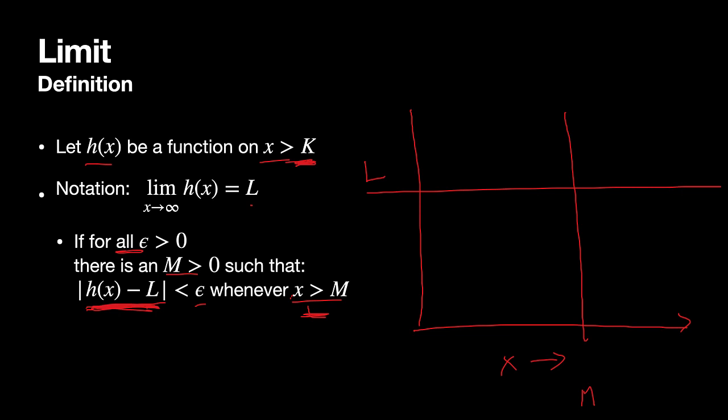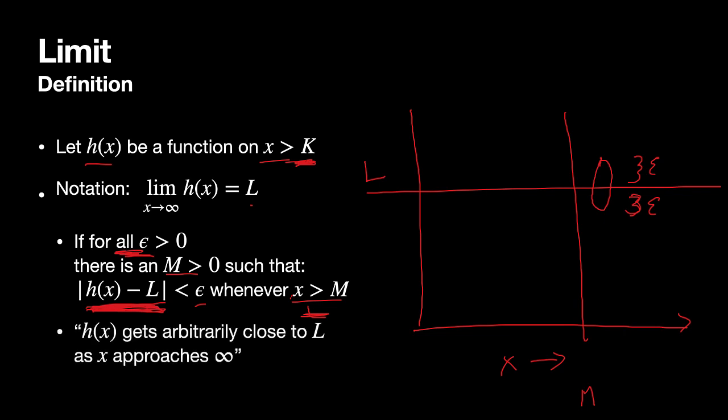So again, this is m. Now I'm going to come back to the inequality. This is saying that the difference between the function and L is less than epsilon. So that means that our function out here, we don't know what its value is exactly, but we know that it is no more than epsilon above L and no more than epsilon below L. And because this is true for all epsilon, we can keep picking an epsilon that's closer and closer to 0. So to simplify this, we can say that our function gets arbitrarily close to L as x approaches infinity.